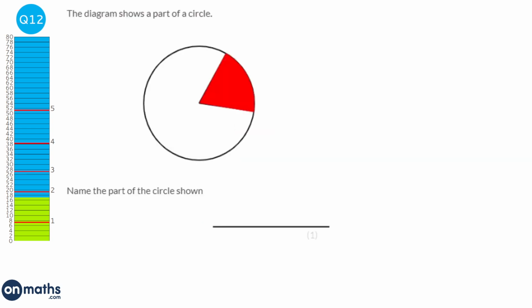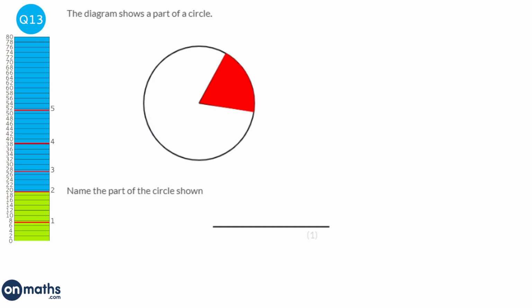So you do need to know the parts of a circle. So the full distance around the circle is called the circumference. If you've got a little bit of it, it's an arc. If you've got a line across it, that would be a chord. And the part that's kind of trapped in there is called a segment. Then if you've got a line across the circle going through the centre, that's a diameter.